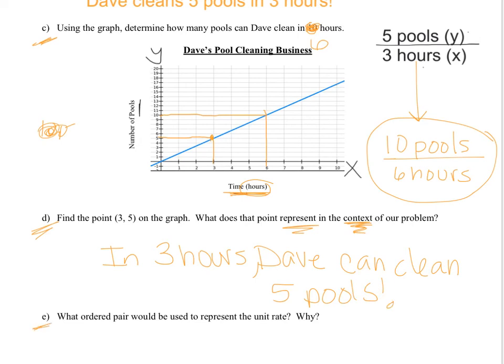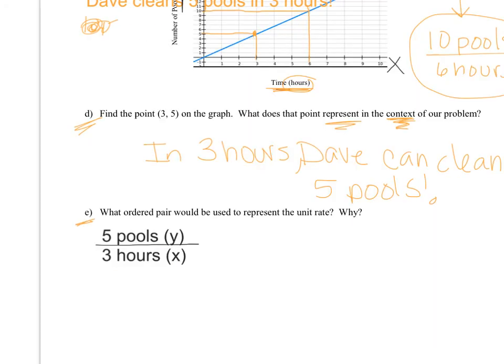Okay, one more thing and you're done with me. Okay, so E says, what ordered pair would be used to represent the unit rate? So I dragged down that rate I was using up above, the 5 pools in 3 hours. But remember, a unit rate has to have a denominator of 1. We don't have a denominator of 1, we have a denominator of 3. So to get the 3 to be a 1, we divide by 3. Divide by 3. So we have 5/3 pool in 1 hour, which is the same thing we had up above as well.